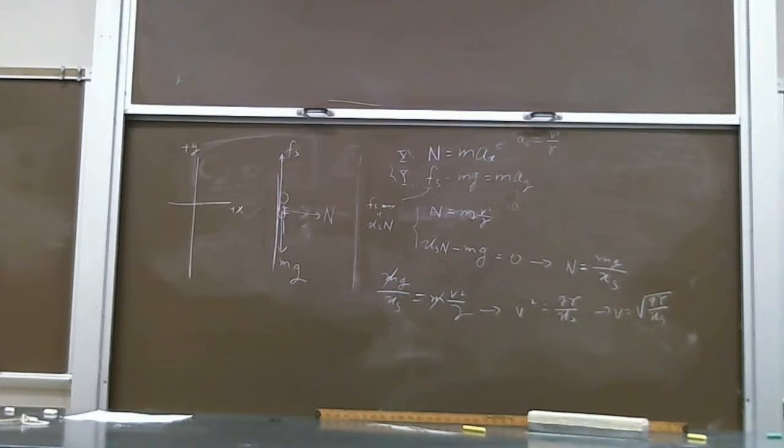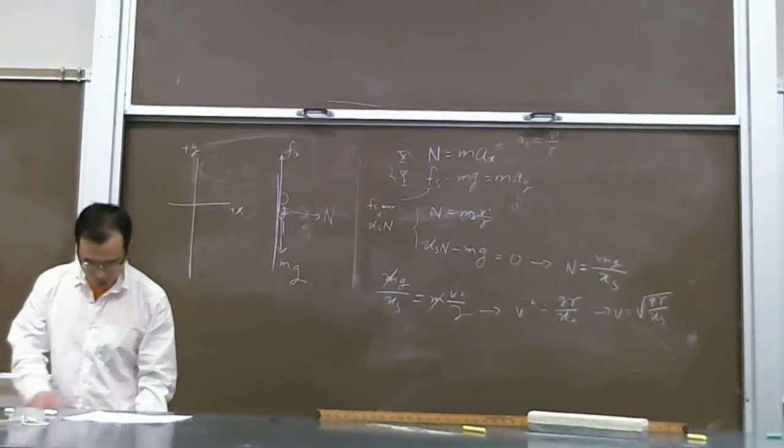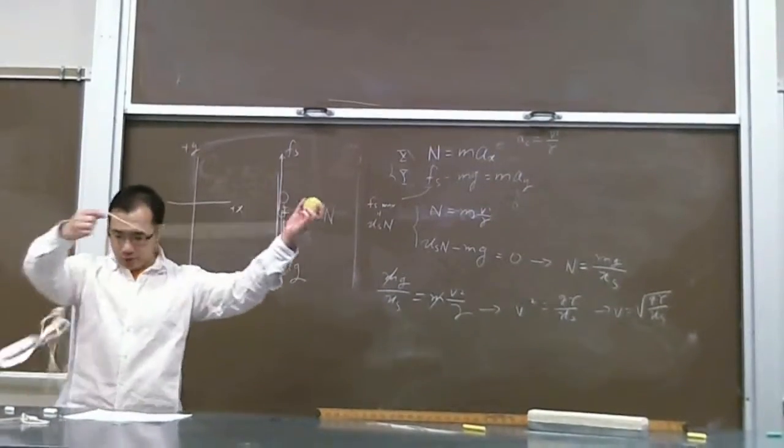The example will be left as your homework. Okay, a conical pendulum. And by the way, what is a conical pendulum? A conical pendulum is something like this.